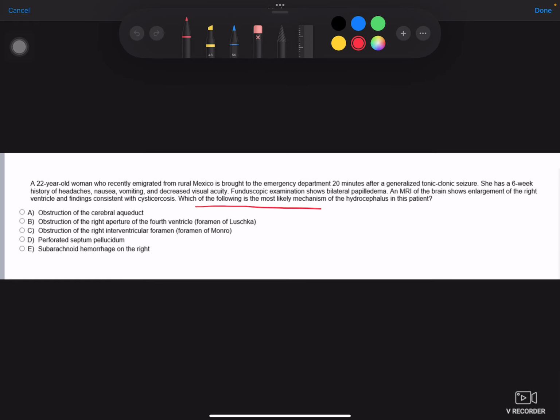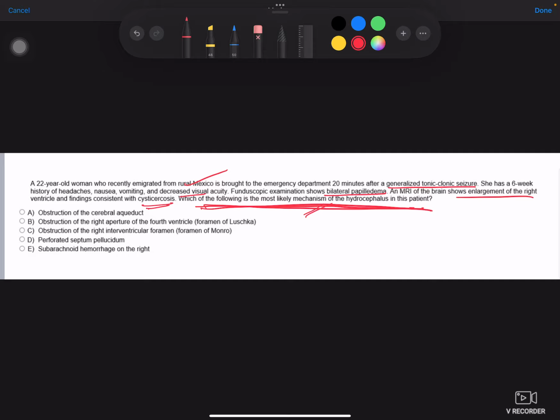Which of the following is the mechanism for hydrocephalus? This is a question which, if you know, you know. You all have seen those diagrams. A 22-year-old woman who recently immigrated from rural Mexico is brought to the emergency department after GTCS. She has a 6-week history of headache, nausea, vomiting, decreased visual acuity. Fundoscopic examination reveals bilateral papilledema. MRI of the brain shows enlargement of the right ventricle and findings consistent with cysticercosis. Which of the following is the mechanism?